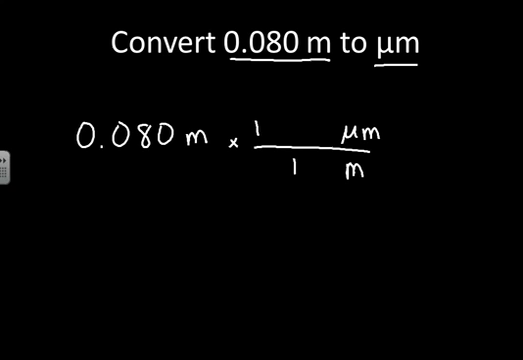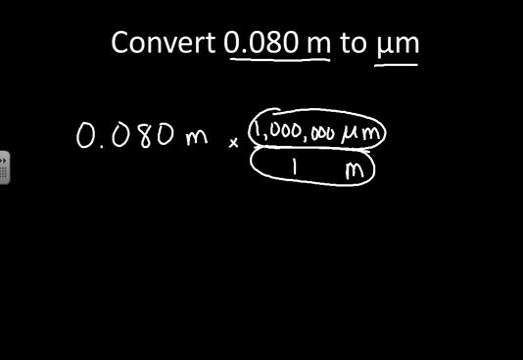And then micro means a million. So that's the number that you'll put next to the micrometers. 1 million micrometers is equal to 1 meter. Hopefully you're understanding that the top of this fraction and the bottom of this fraction are equivalents. The numerator is equal to the denominator here, making the value of this fraction 1. So multiplying your original number of 0.080 times 1, you're not changing the value of the number. All we're doing is converting the units.